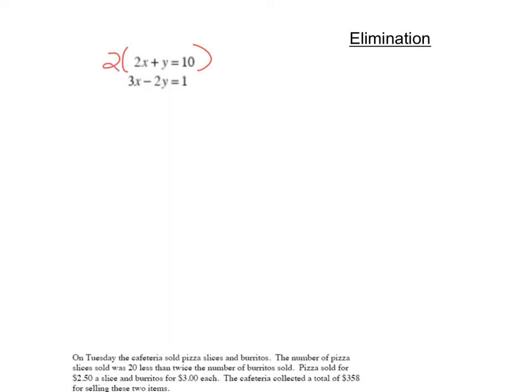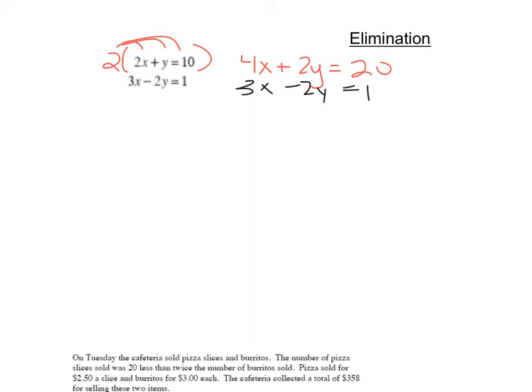y will say 2y. So our next step will say we now have 4x because it got multiplied by 2. We now have 2y because it got multiplied by 2. And instead of 10, we now have 20. The second equation stays the exact same as it was, so I'll rewrite it. 3x minus 2y equals 1.